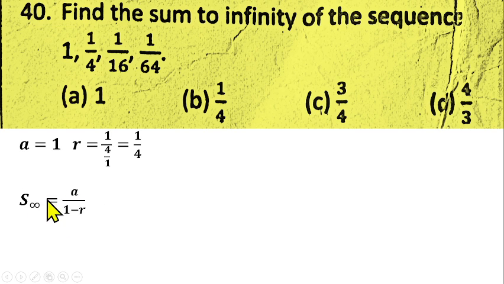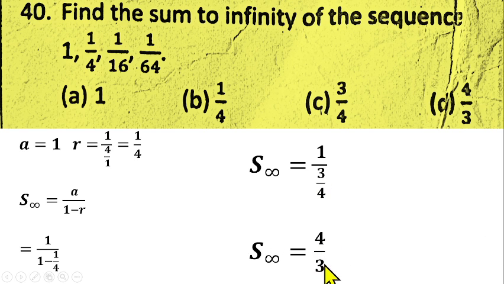Then sum to infinity is equal to a over 1 minus r. If you substitute that, you have 1 over 1 minus 1 over 4. If you simplify that, find the LCM, that gives us 1 over 3 over 4. If you understand indices very well, this means you need to invert this fraction 3 over 4. If you invert it, that should give us 4 over 3, which is option D for question number 40. So you have been able to solve all the 40 objective questions step by step together.